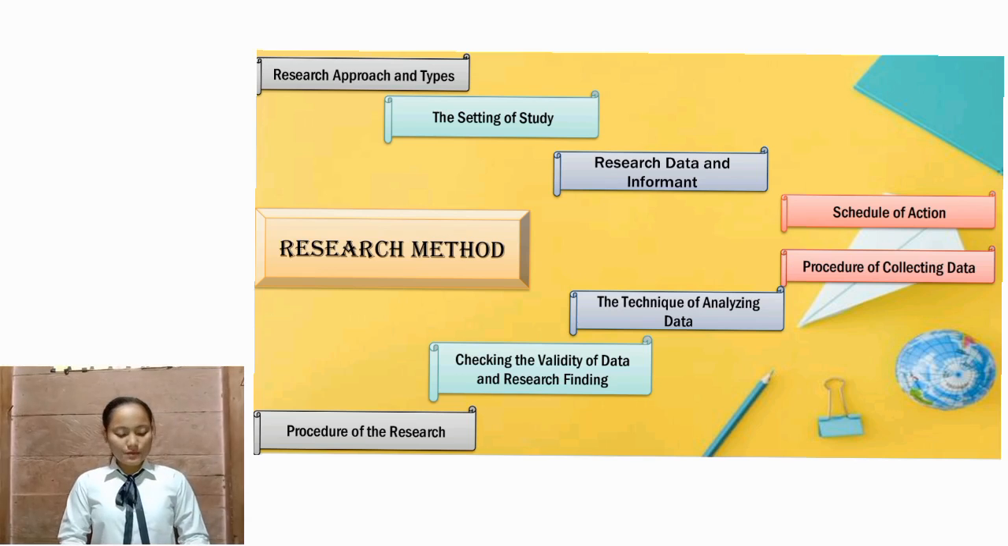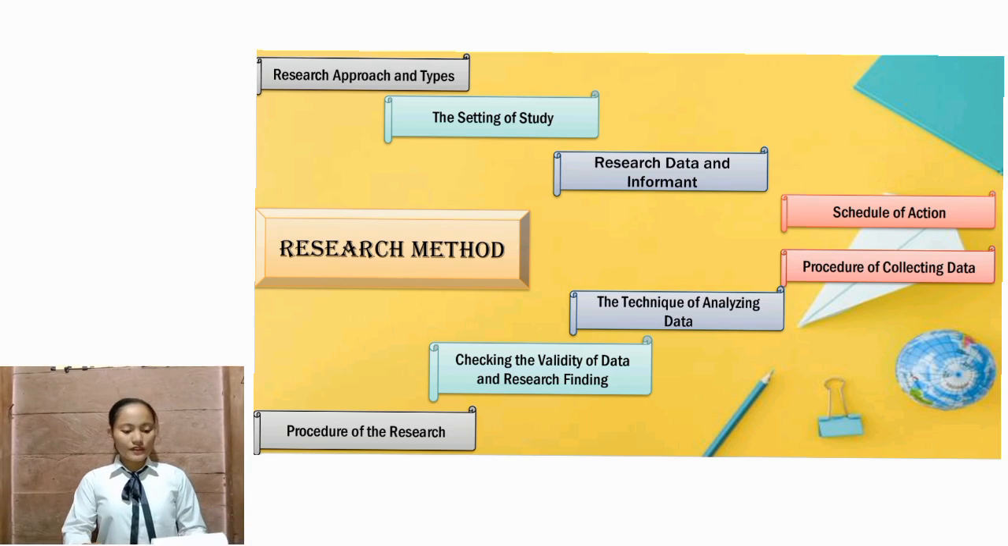So, the research method. The research method consists of some steps that will be used by the researcher. The first is the research approach. The research will use an inductive approach to find the focus of the research. The second is the setting of the research.